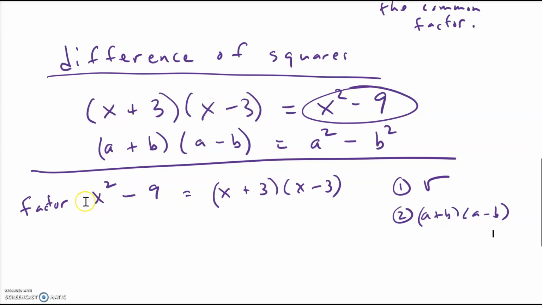Anytime you have a perfect square minus another perfect square, you can use this method to come up with something times something that gives you the x squared minus 9. Okay, and again, there are more examples in other videos. Like I said, this is just an overview.